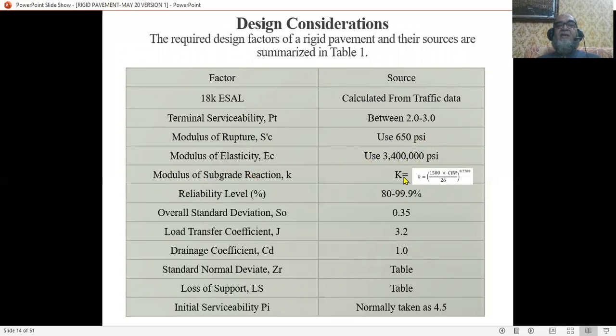Then modulus of subgrade reaction, you will know from your CBR values using this relation. Reliability 80 to 99%, usually we take 90 to 95%. Overall standard deviation 3.35, load transfer coefficient 3.2, drainage coefficient 1.0. If you like to have the standard normal deviate ZR, you can consider that table. Loss of support, we are not doing it. So let's not discuss it because it is something of an advanced level. So just ignore this loss of support. And initial serviceability PI, as I discussed, is taken as 4.5.